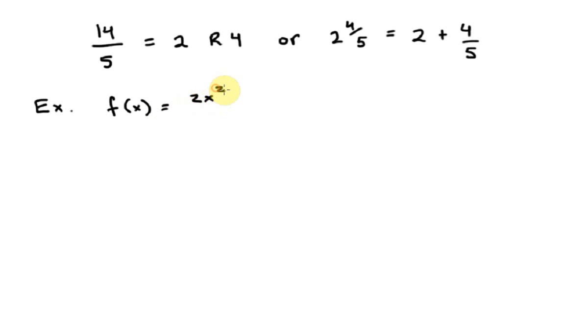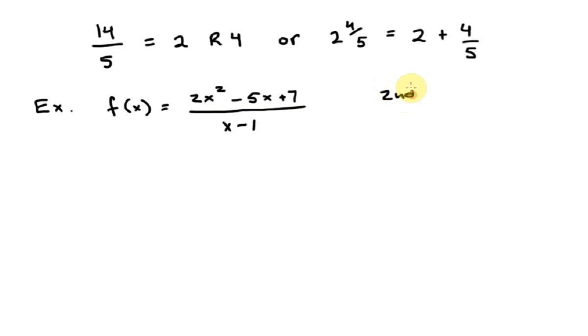So here's what we got: 2x squared minus 5x plus 7, and that's all going to be over x minus 1. First things first, I look at it and I realize, that's a second degree polynomial on top.